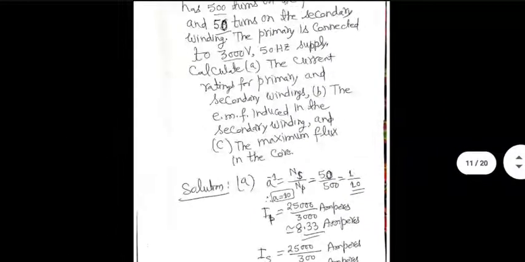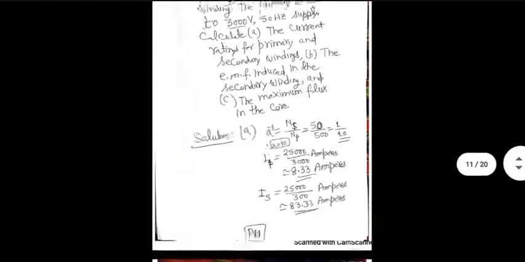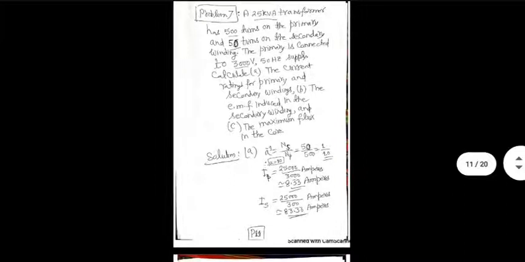kVA is given. Both the voltages are given. It should be very easy to figure out the currents. Solution is given right here. This problem is quite simple. And maximum flux density, etc., can also be figured out based on the standard equation. So I don't see any problem in understanding the solution.